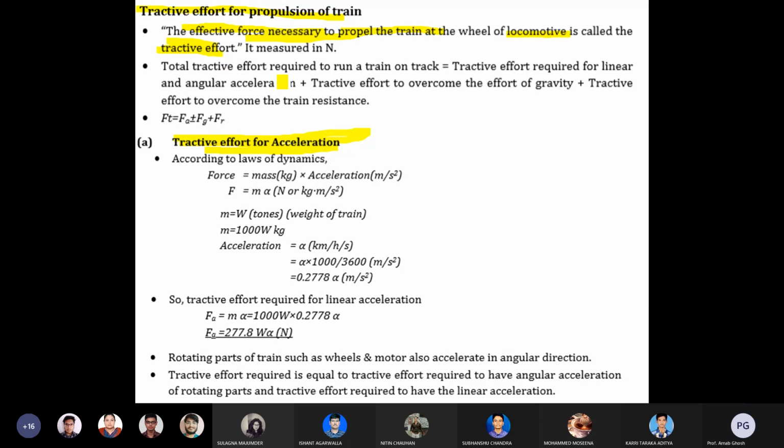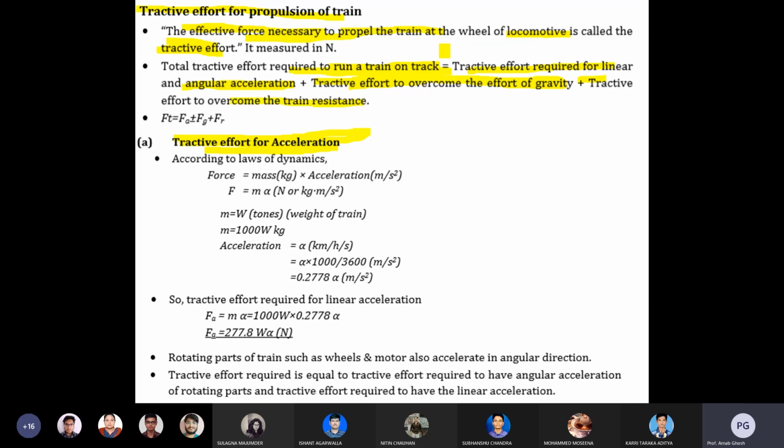Now, what are the most important features related to the tractive effort? That is required to run the train on the track. The tractive effort required for linear and angular acceleration: linear acceleration for the train and angular acceleration for your wheel. Plus the tractive effort to overcome the effect of gravity. That friction is the static friction, which solely depends on gravity, so you have to overcome the gravity also. And last, plus the tractive effort to overcome the train resistance.